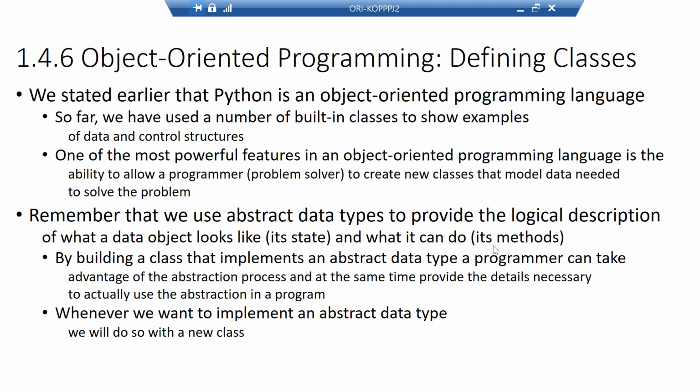Remember that we use abstract data types to provide the logical description of what a data object looks like, its state, and what it can do, its methods. By building a class that implements an abstract data type, a programmer can take advantage of the abstraction process and at the same time provide the details necessary to actually use the abstraction in a program. Whenever we want to implement an abstract data type, we will do so with a new class.